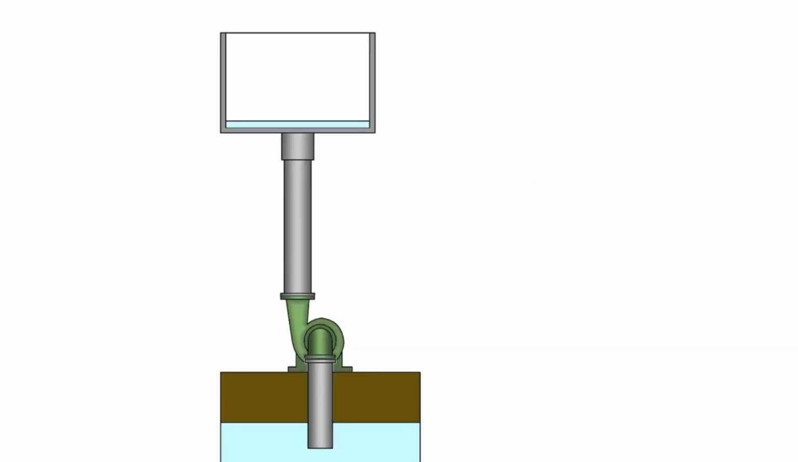What is a check valve for? For example, consider a hydraulic system where a centrifugal pump pumps fluid into a tank. If you turn off the pump, the liquid will flow out of the tank.